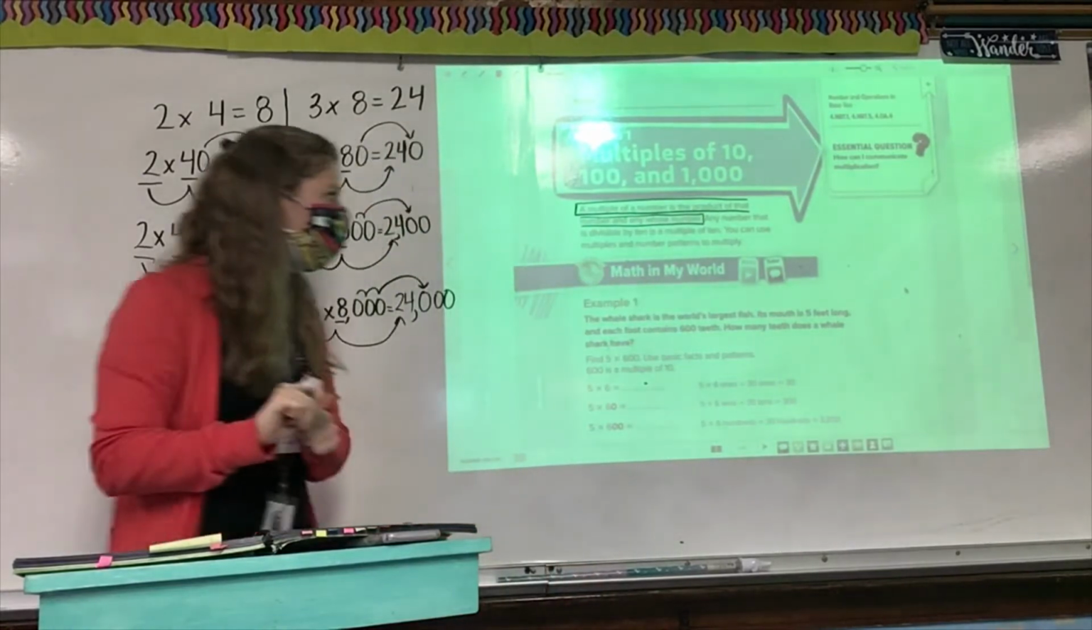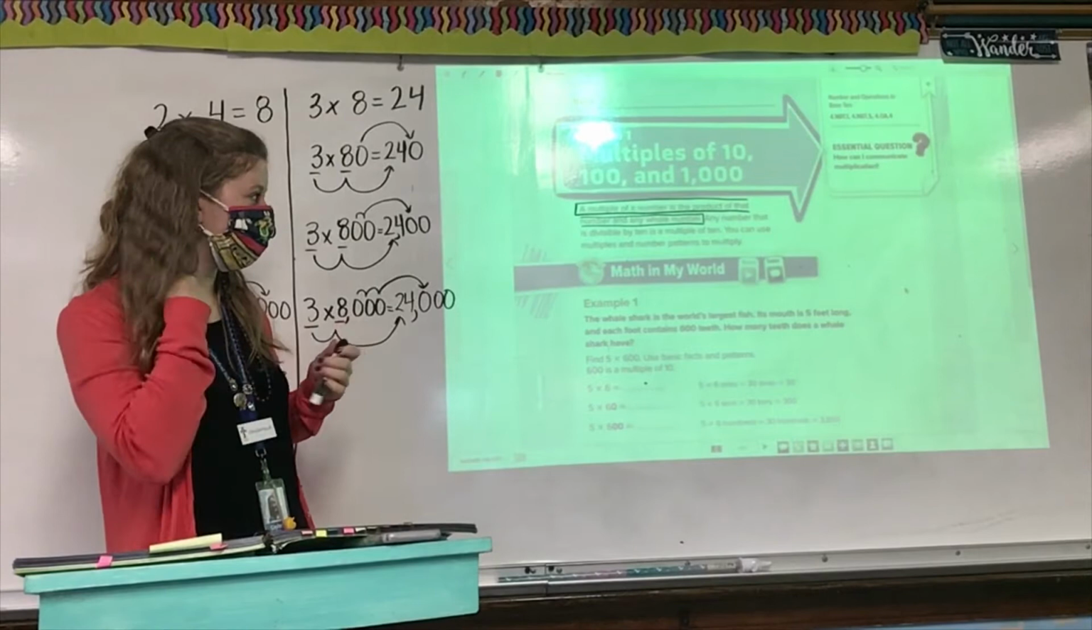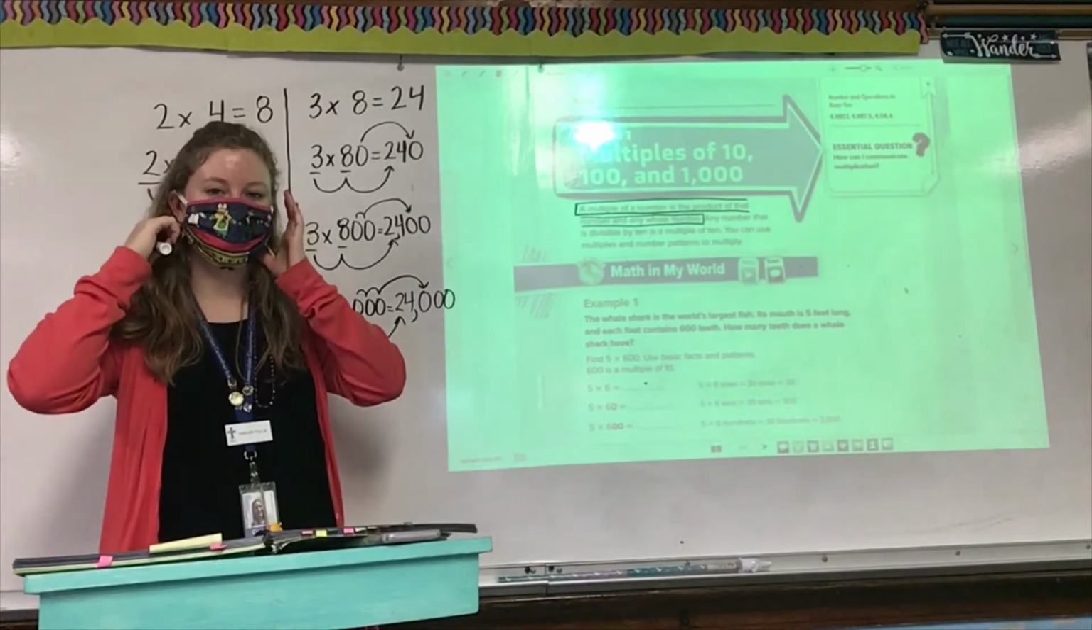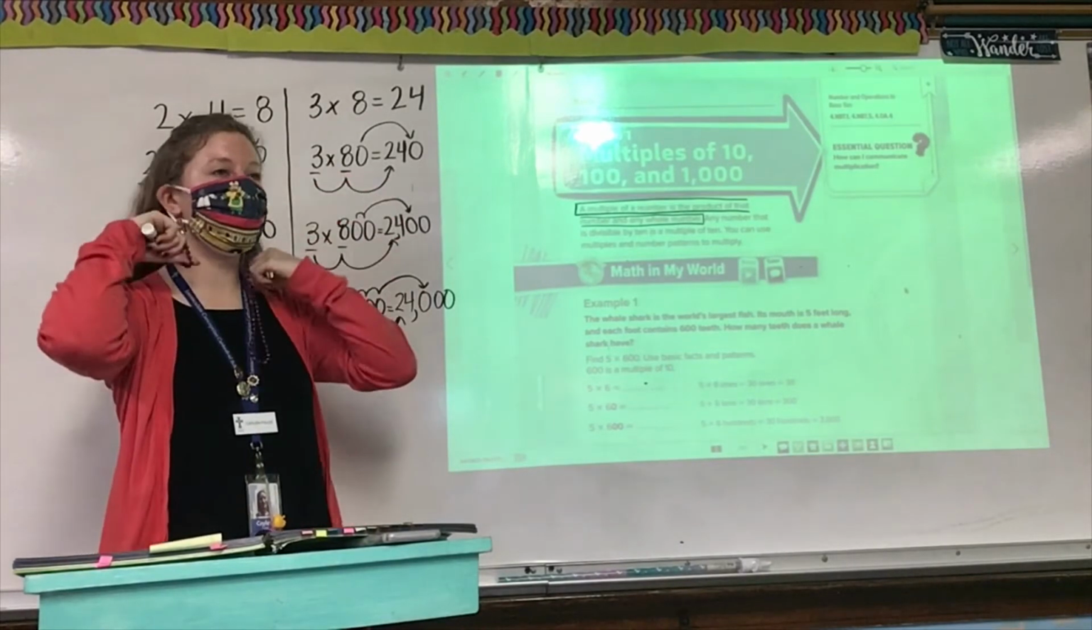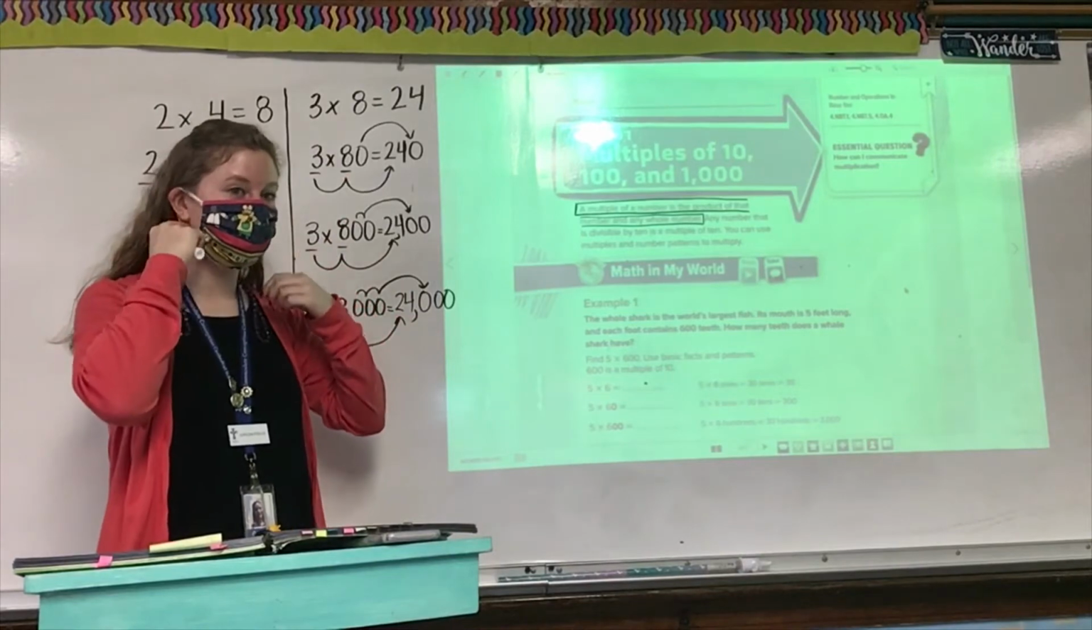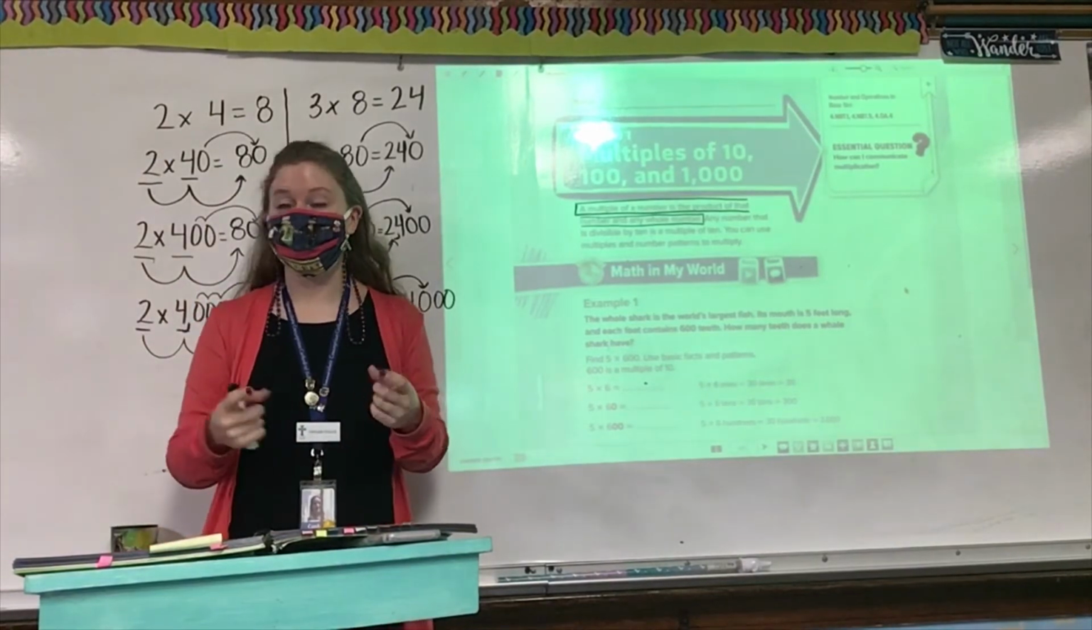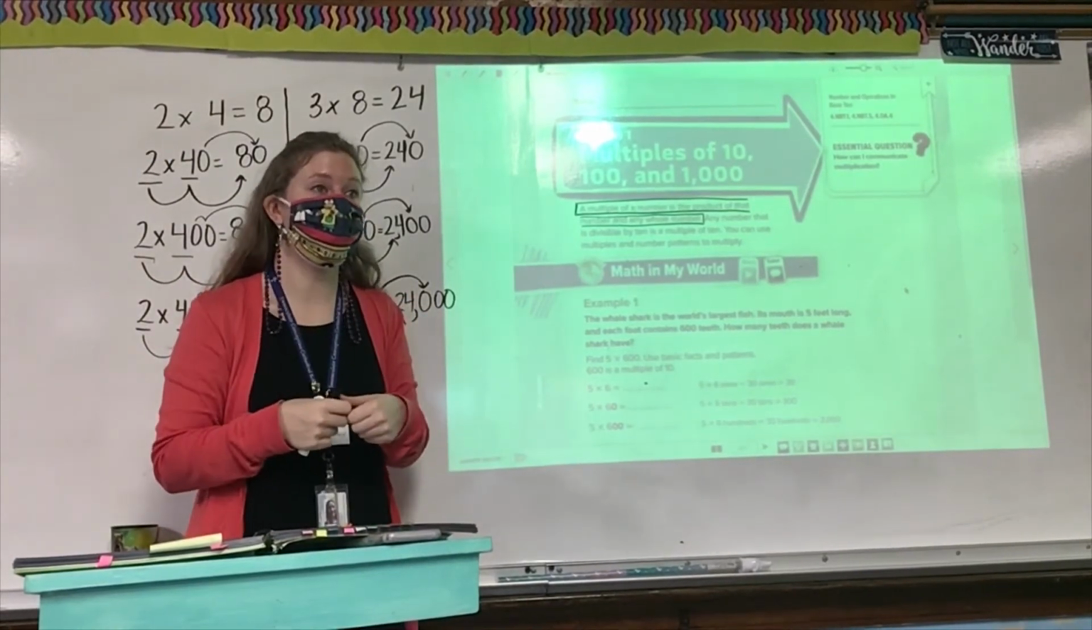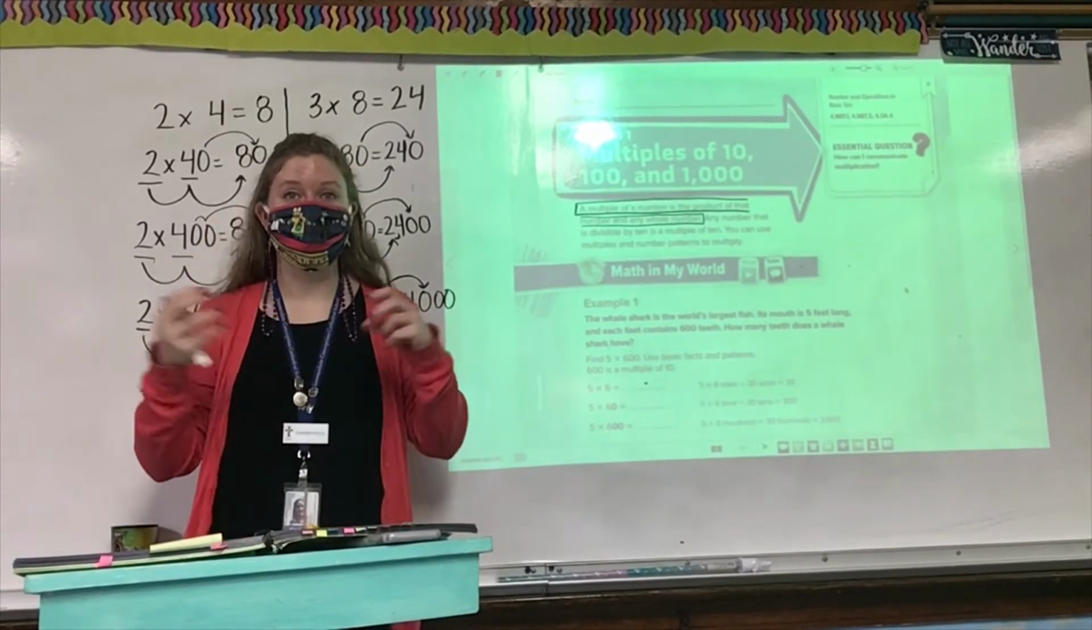A multiple of a number is the product of that number and any whole number. That's something that we need to know. Remember, it's different from a factor. Factors are the pieces that make up the product. Multiples are the product.